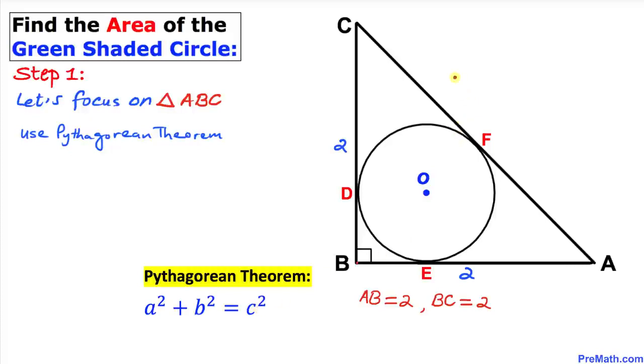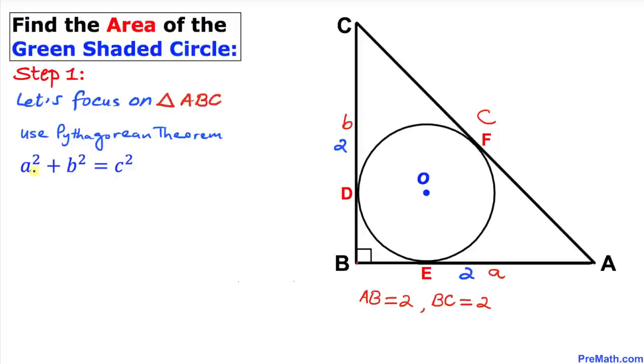In our case, the longest leg is AC. I'm going to call this side c. This horizontal side of this triangle I'm going to call a. And this vertical side I'm going to call b. And here's our Pythagorean formula. Let's go ahead and fill in the blanks. a in our case is 2. So that's going to become 2 square plus b in our case is 2 again, so that's going to become 2 square equal to c square.